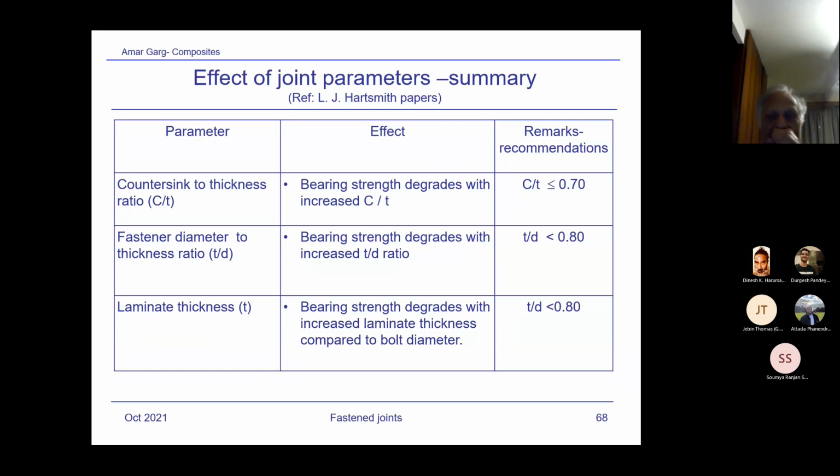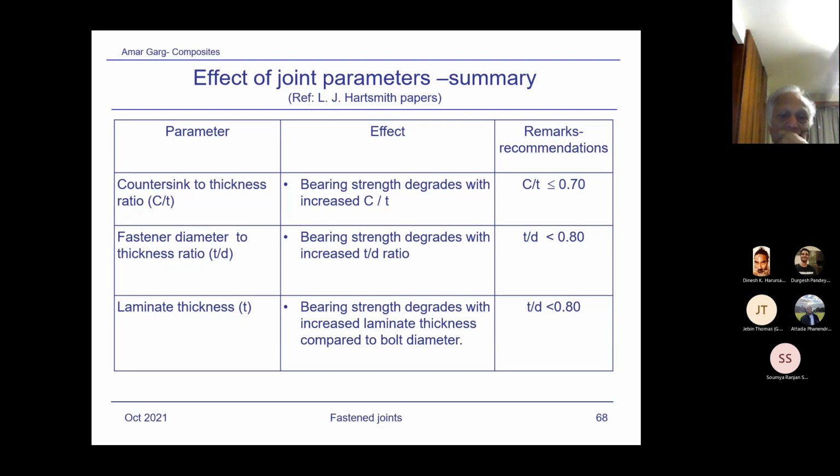Countersink to thickness ratio, which I said should be less than 70%; usually the thickness is about 1.5 times the countersink depth. Fastener diameter to thickness ratio, T/D, for a single strap should be less than 0.8.